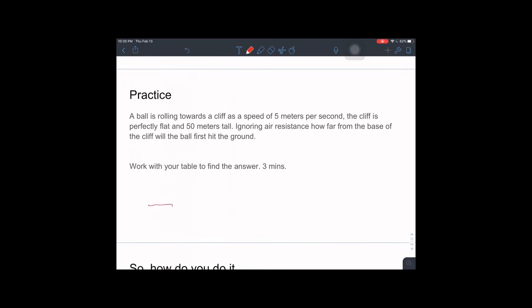So if we're going to do a practice problem, a ball is rolling towards a cliff at a speed of 5 meters per second. How far does the ball travel before hitting the ground at the first point of contact? If the cliff is 50 meters tall, this gives us some things to work with. For ball on cliff problems, we need to find the velocity of the y final first. This will give us our delta v in the y direction. This will allow us to solve for time, which allows us to solve for the displacement in the x direction.